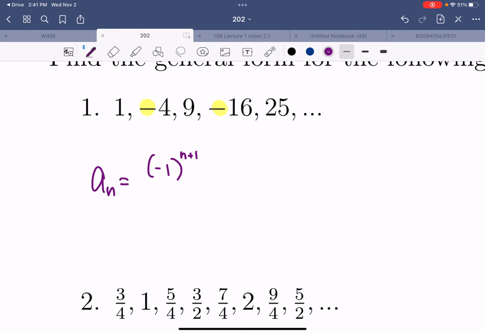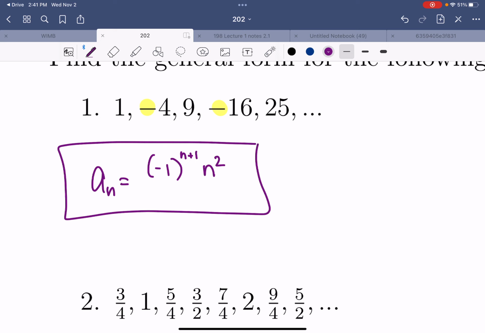And then I'm looking at the numbers 1, 4, 9, 16, and 25, and those are perfect squares. So that is n squared. So that is my sequence there, negative 1 to the n plus 1 times n squared.